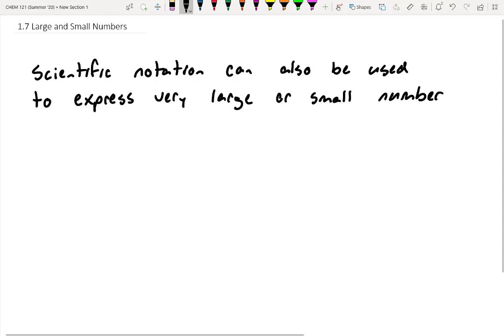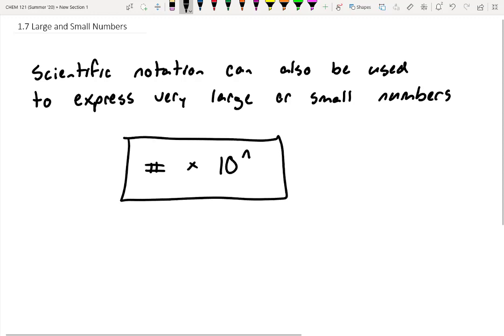And let's take a look at how this is generally formatted. The way we do this is we start out with some number, and this number is then multiplied by 10 raised to some power, and I'll call that n. So this is the general format for writing a number in scientific notation.